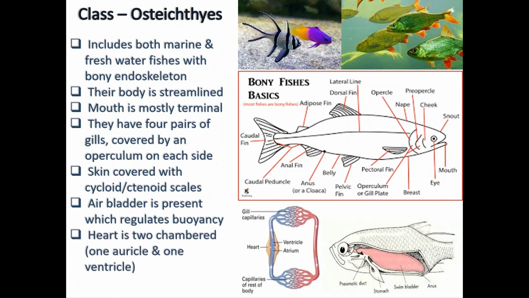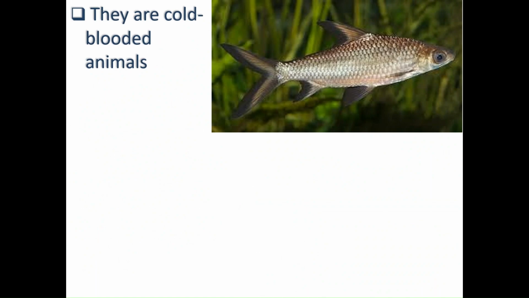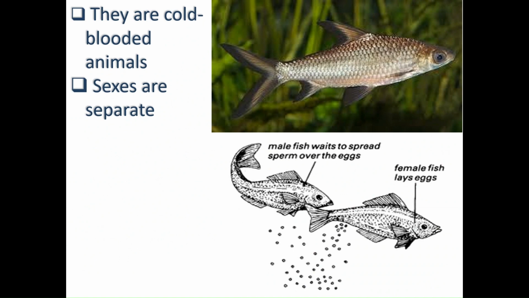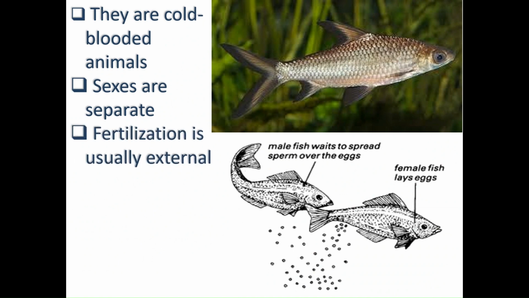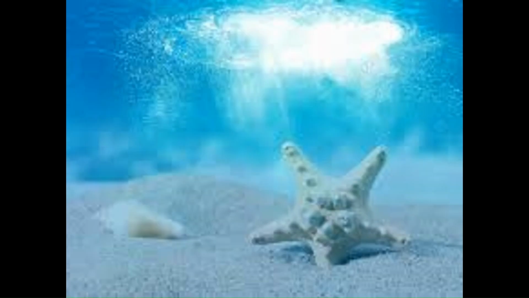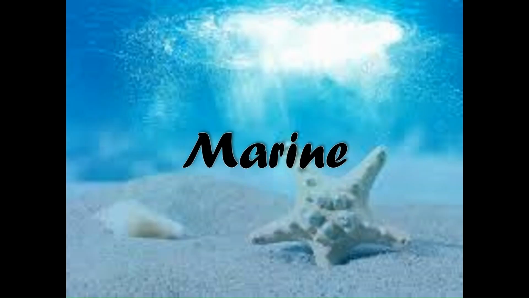Their heart is two-chambered, with one auricle and one ventricle. They are also cold-blooded animals or poikilothermous. Their sexes are separate and their fertilization is usually external. They are oviparous, that means they lay eggs, and their development is direct. Now we'll give some examples of bony fishes or Osteichthyes.